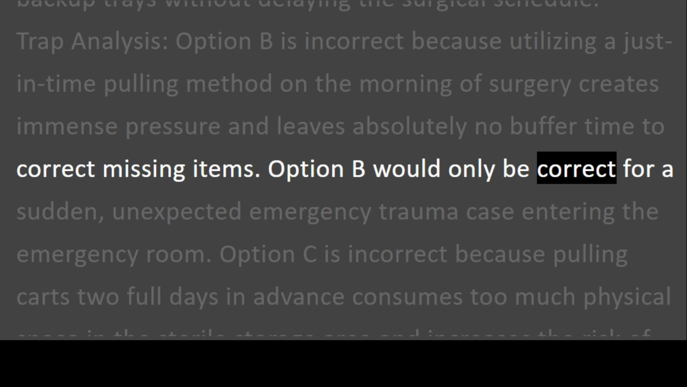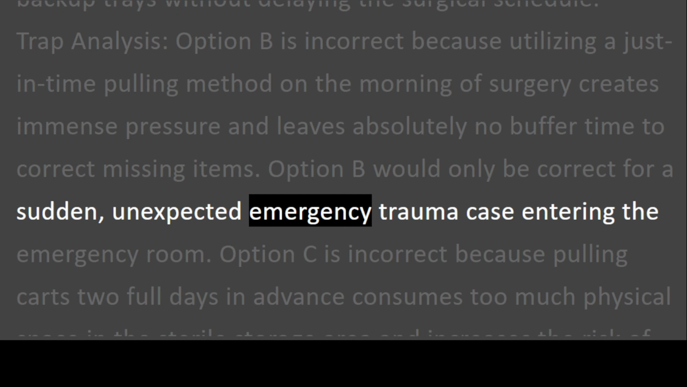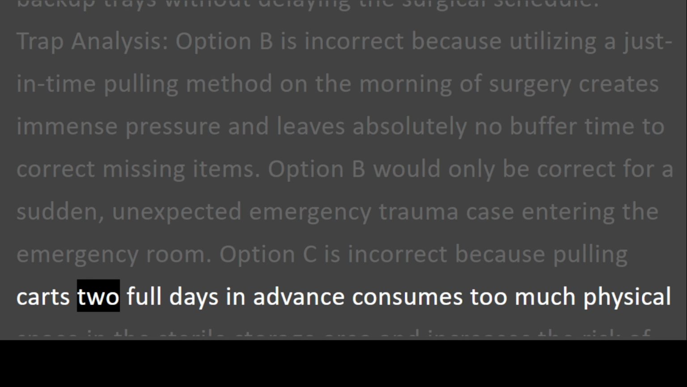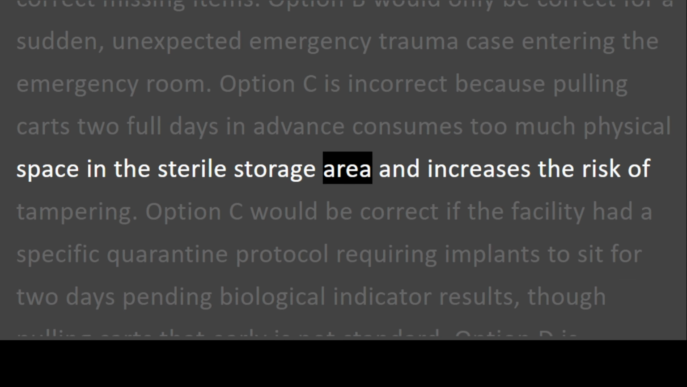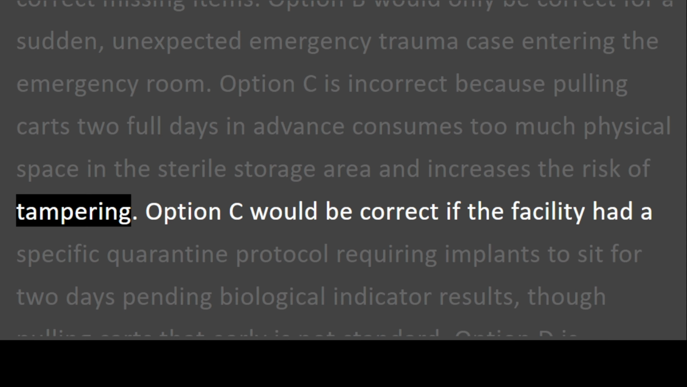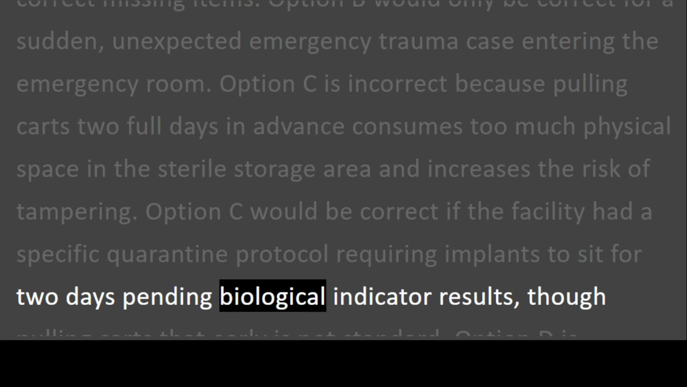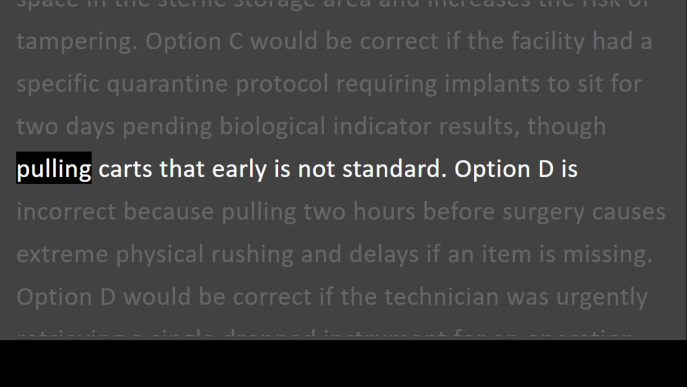Option B would only be correct for a sudden, unexpected emergency trauma case entering the emergency room. Option C is incorrect because pulling carts 2 full days in advance consumes too much physical space in the sterile storage area and increases the risk of tampering. Option C would be correct if the facility had a specific quarantine protocol requiring implants to sit for 2 days pending biological indicator results, though pulling carts that early is not standard.